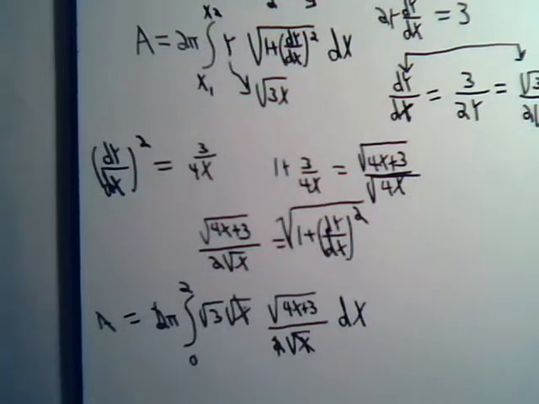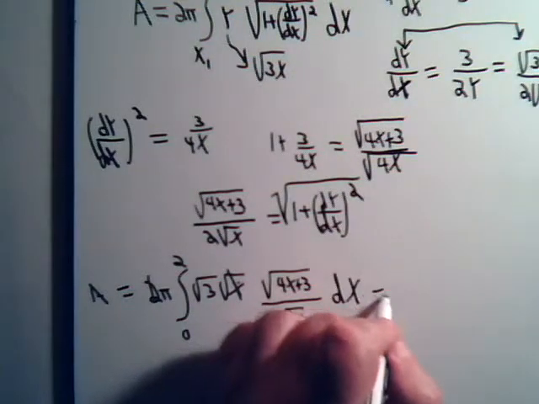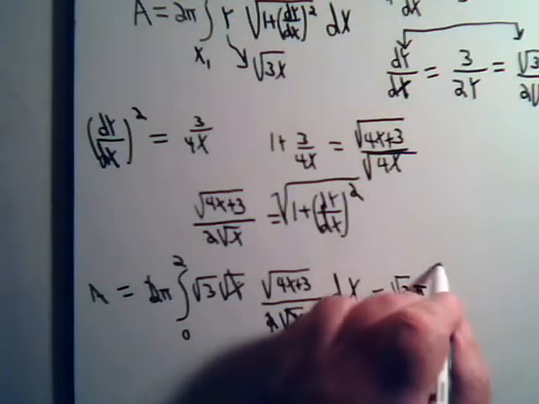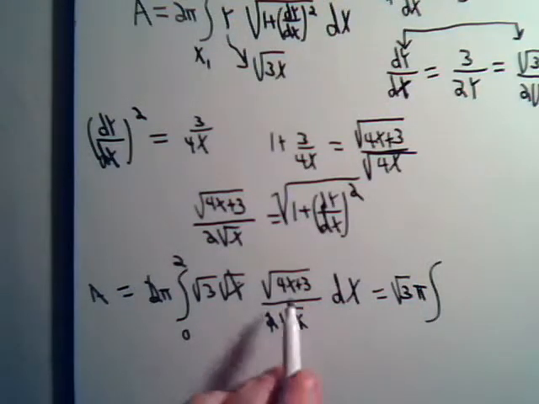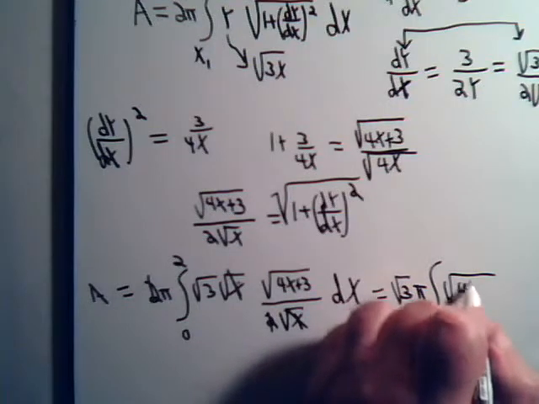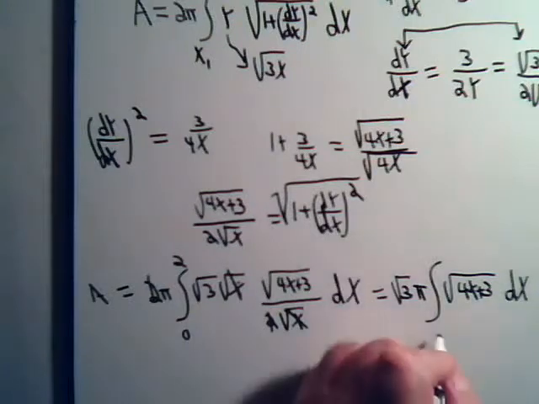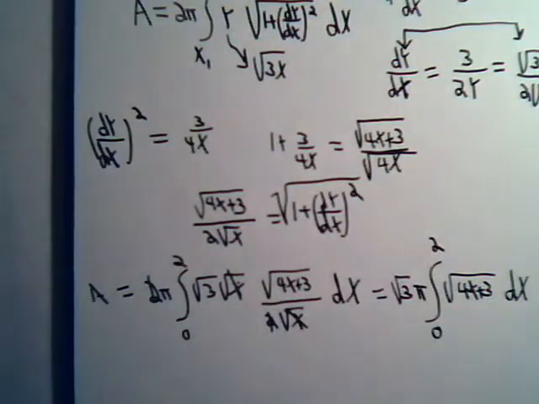These will go away. So this is equal to, put this on the outside, square root of 3 pi, the integral of the square root of 4x plus 3 dx. X goes from 0 to 2. And let's see, for the inside of the square root sign, if we call this quantity u, du should equal 4 times dx, which we have sitting right here. So that should work out all right for us.